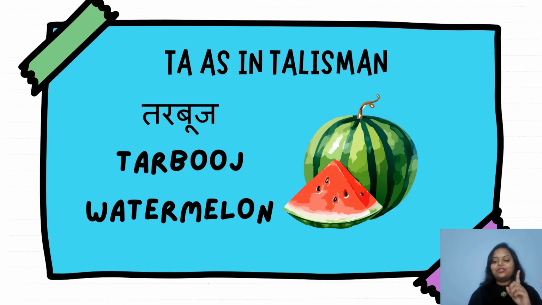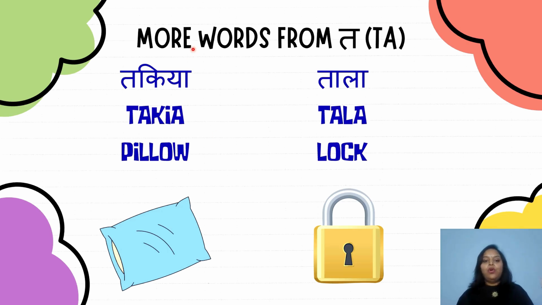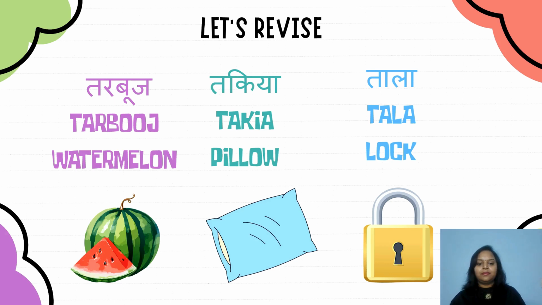So the first consonant of this group is ta, and the sound is ta as in talisman. The word starting from ta is tarbooj. As you can see, watermelon in Hindi is called tarbooj. More words from ta: the first one is takiya. Pillow in Hindi is called takiya. The next is tala. Lock in Hindi is called tala.